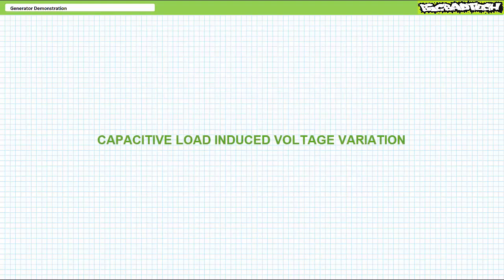Now let's take a look at capacitive loads. In contrast to resistive and inductive loads, which experience decreasing voltage output as load current increased, we should expect output voltage to increase as a function of increased capacitive load current demand. Let's see if this is the case.